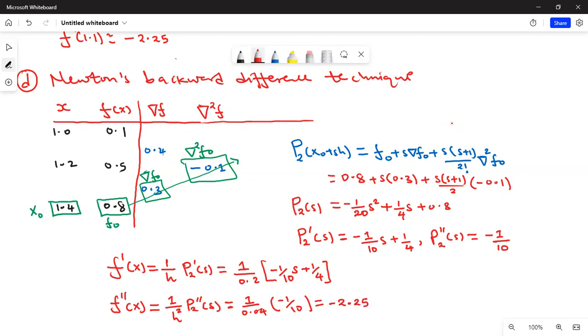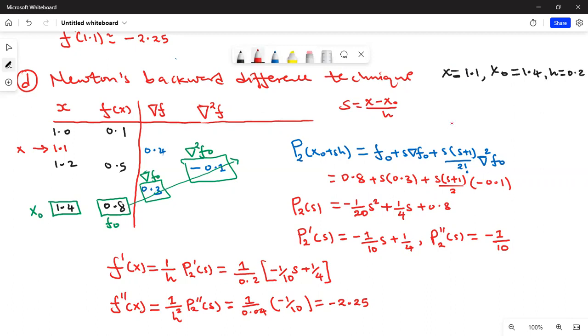So now let's find s and then replace it. Remember the transformation that s is equal to x minus x naught over h. What is our x? We need the value when x is 1.1. 1.1 is here. So that's our x. Already we know x naught and we know h. So our x is 1.1. Our x naught is 1.4. And our h is the spacing between the x values. It is uniform, and so that is 0.2.